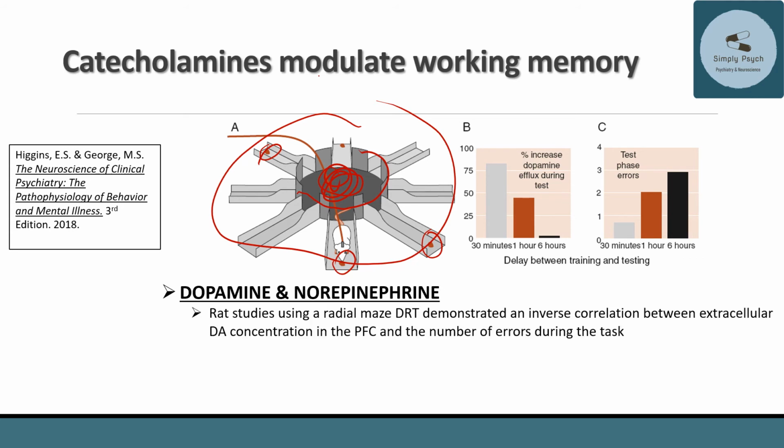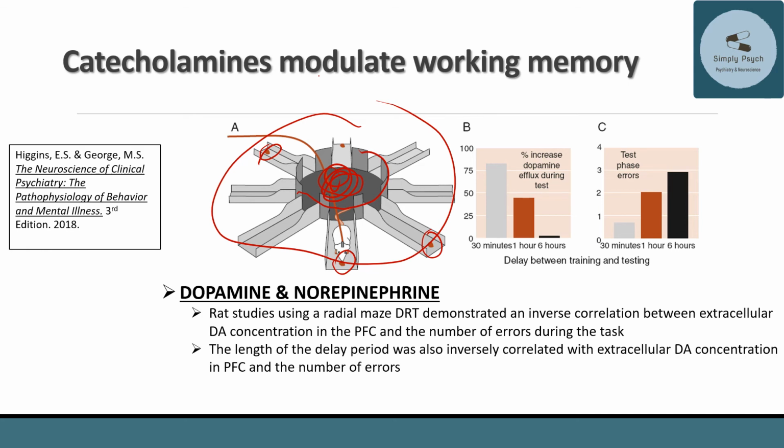Basically, rat studies using the radial maze demonstrated an inverse correlation between the extracellular dopamine concentration, DA is dopamine, in the prefrontal cortex and the number of errors during the task. So there was a reciprocal inverse correlation between how much dopamine there was in the prefrontal cortex and the number of errors, such that when the amount of dopamine was higher, they made fewer errors. So that's showing you that dopamine probably has a very important role in working memory.